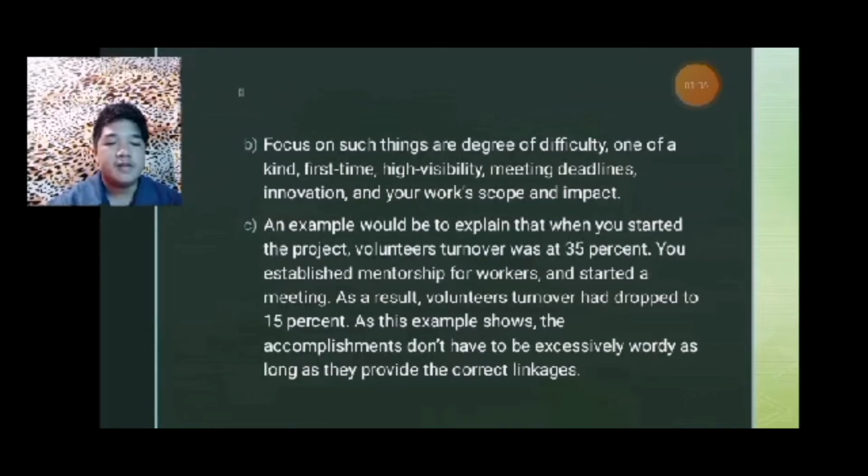So giingon diri nga tung time nga nag-start pa ang project, 35% na mga volunteer, pero tung time nga nagpa-meeting na or nagpa-mentorship na, nibaba naman ni noon o kanang 15%. So nagpasabot nga kung naa tay gusto nga ma-accomplish, dili na nato need nga kanang pataason pang istorya, pero layo ra di ay kaayo sa tinuod. Ang kinahanglan nato na kanang tama-tama ra, pero kanang mahatag lang nato ang correct nga linkage.